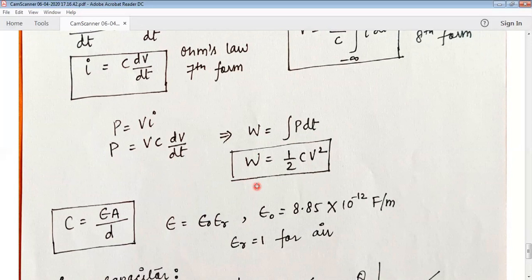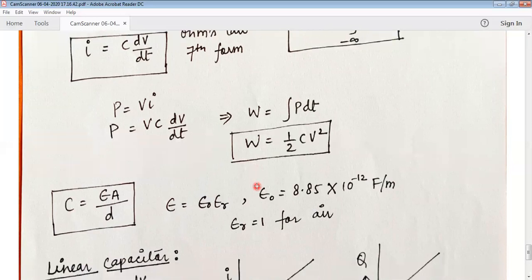Whatever energy a capacitor stores, it stores in the form of an electric field, that is potential energy. Inductors store energy in the form of a magnetic field, that is kinetic energy. Capacitor stores energy in the form of electric field, that is potential energy. Resistance doesn't store any energy, it always dissipates the energy in the form of heat, it always consumes the energy. That is about the capacitor.